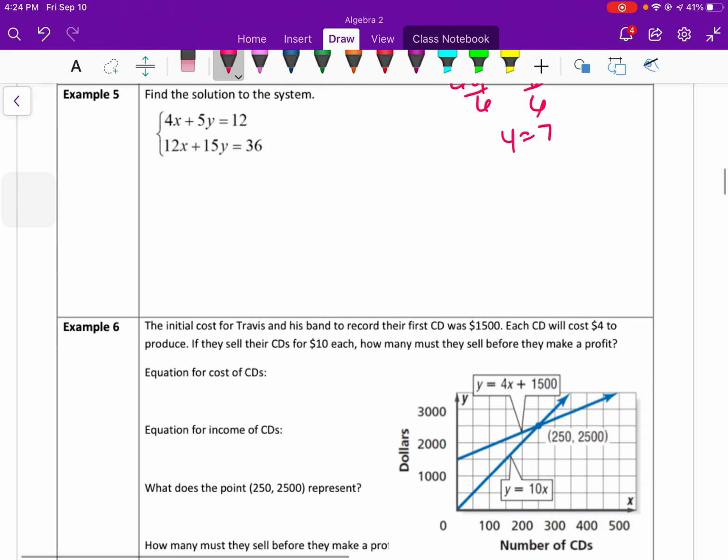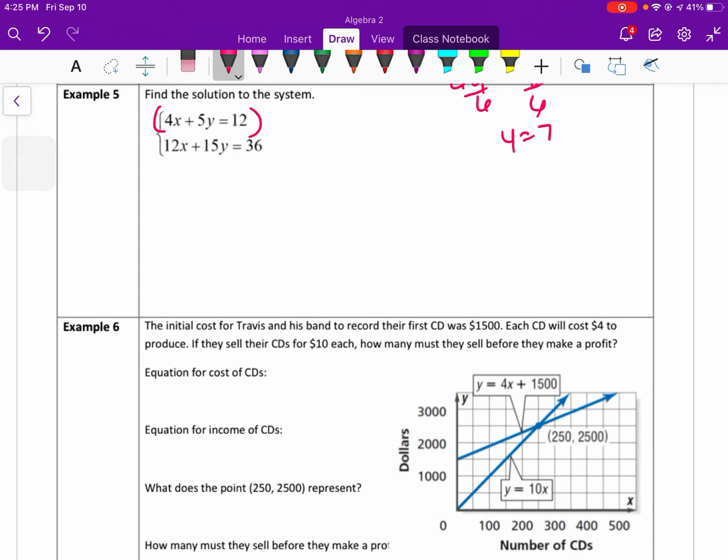So this one is set up for elimination as well. We have standard form, x plus y equals some constant. However, I don't have opposites yet, so you need to make one of them opposites. So I'm going to make the top equation an opposite.